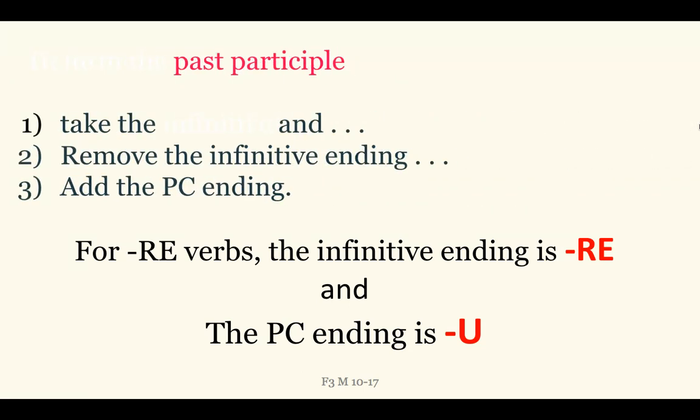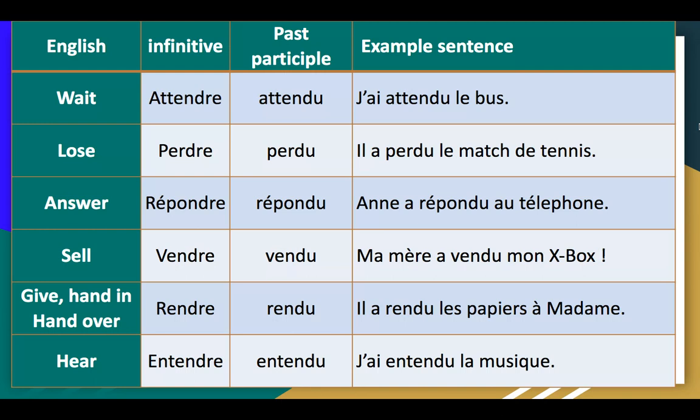When we get to RE verbs, we do the same thing. We take the infinitive and we remove the ending and add the passé composé ending. For RE verbs, we take off the RE and we add a U. So for ER verbs, the ending is E with an accent aigu, in other words, an accent on the E. For IR verbs, the ending is I, and for RE verbs, the ending is U. Let's take a look at some of these. We're going to start with the RE verbs.